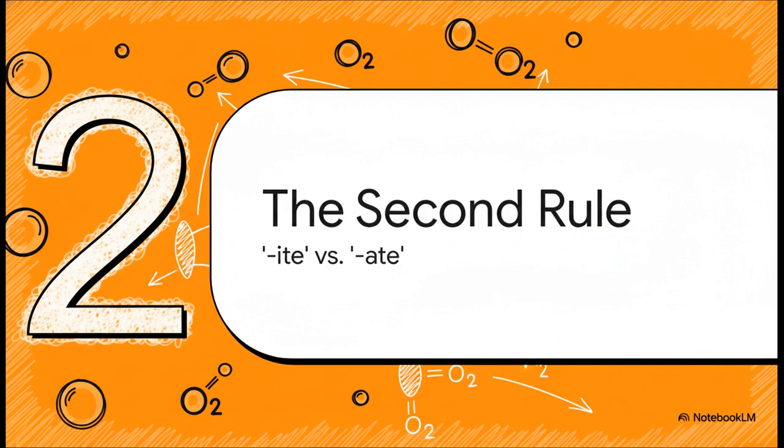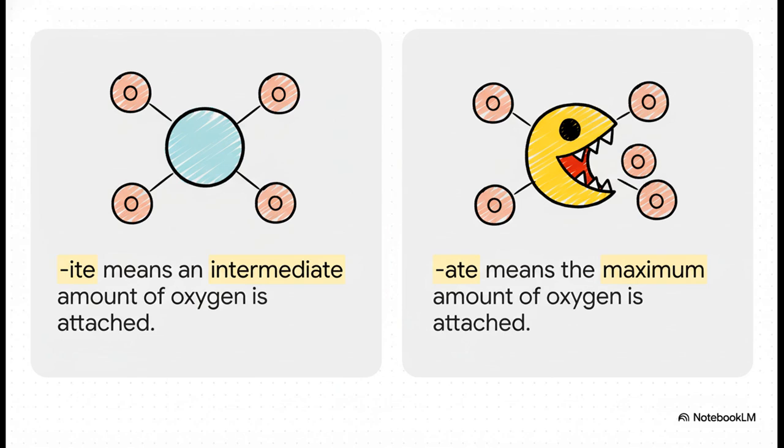Okay, so that's what happens when there's no oxygen. But what about when oxygen does show up? Well, that brings us to rule number 2. And this is where we need to know the difference between ite and ate. And here's the key. Just remember this.